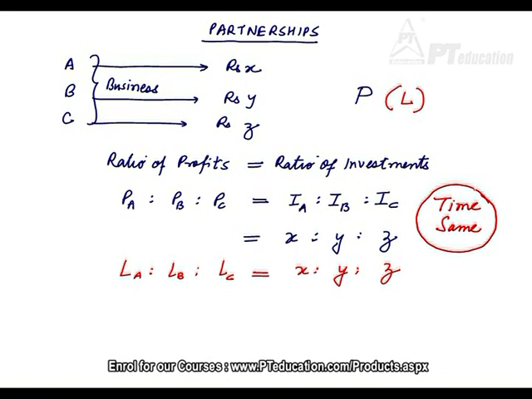Let us see. Let us say that partner A brought in rupees X for a time period of T1 months. Partner B brought in an investment of Y for a time period of T2 months. The time periods can be in days, months, years. They just have to be the same for all the three. The units have to be the same for all the three partners. And partner C brought in rupees Z for a time period of T3 months. Now obviously, things will change. How will things change? Let's take a simple look.